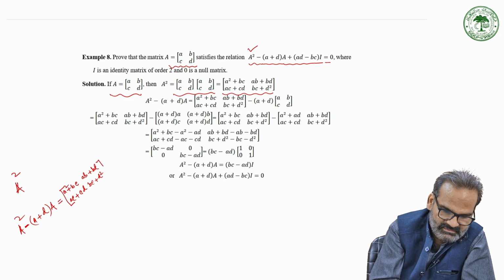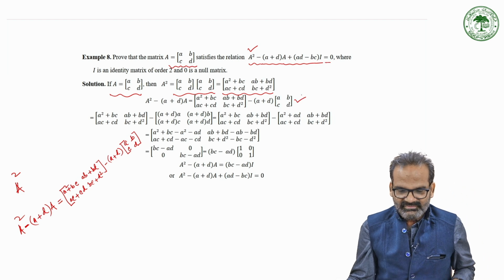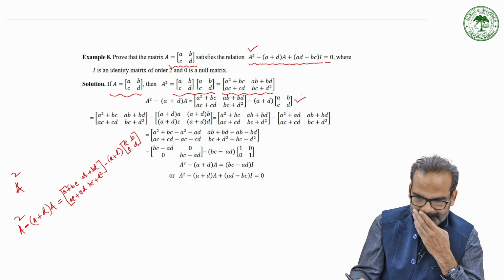This is your A square minus (A plus D) times A, keep as it is. And what is the value of A? A is the matrix [A, B; C, D], right? So we reach up to here. Now simplify this. Simplify this means what?